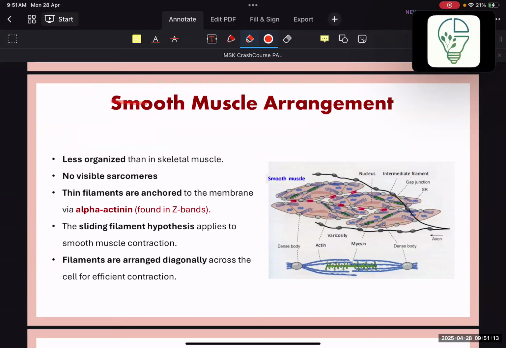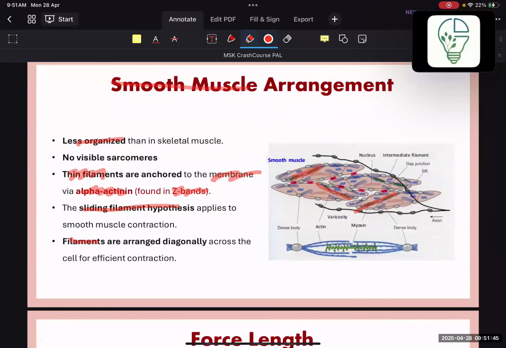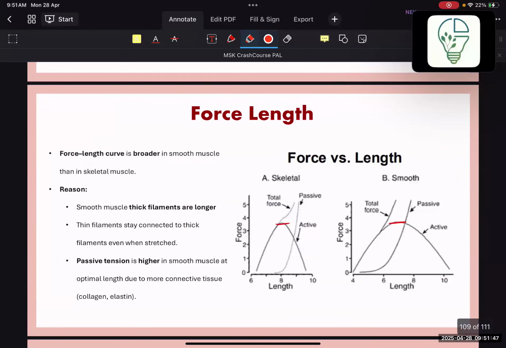Over here, smooth muscles don't have that sarcomere structure, so they're less organized than skeletal and cardiac muscles. The way the thin filaments are anchored to the cell, specifically to the cell membrane, is through alpha-actinin, which is found in the Z-band. For more information, refer to your histo lecture. It follows the sliding filament hypothesis. This is just a very fancy way of saying actin and myosin undergoing a cross-bridge cycle. And then finally, the filaments are arranged diagonally, as you can see over here. Diagonal, diagonal, and diagonal.